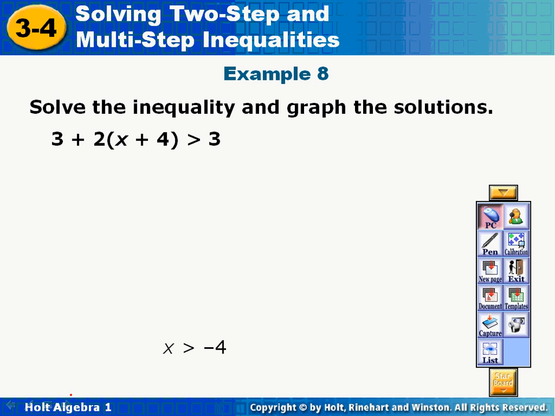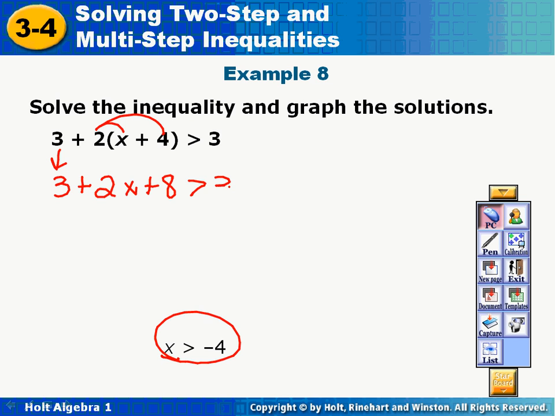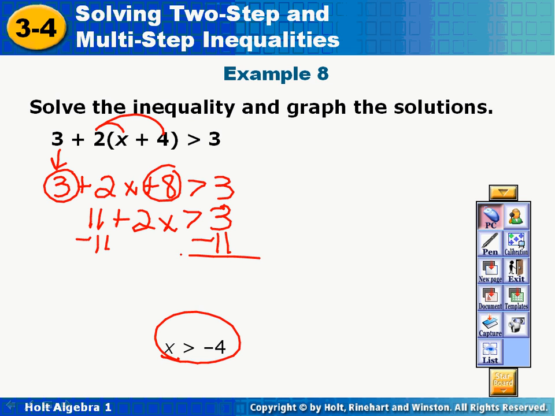Okay, last one, example 8. Well, we can see the answer just popped up at the bottom. It should be greater than negative 4. Let's see if we can get that. Drop the 3, distribute the 2. Combining like terms, 3 and 8 adds to 11. Subtract 11 to the other side. Oh, dividing by 2. Yep, we got it. X is greater than negative 4.